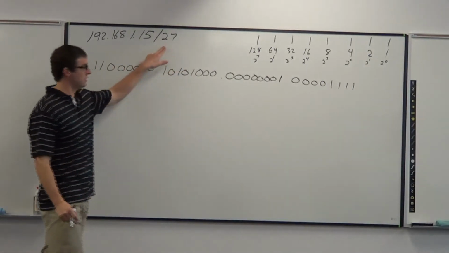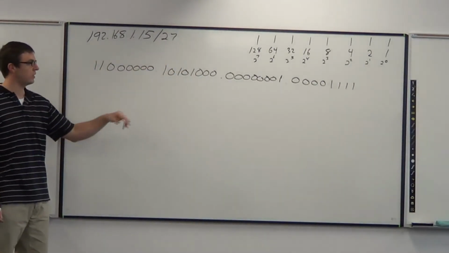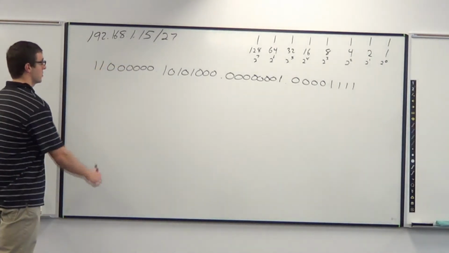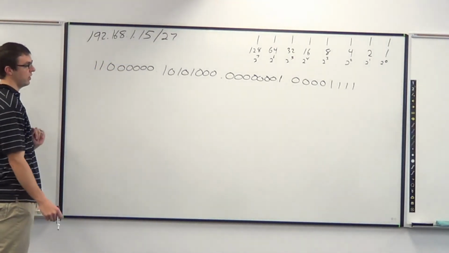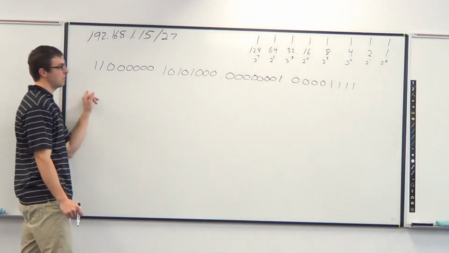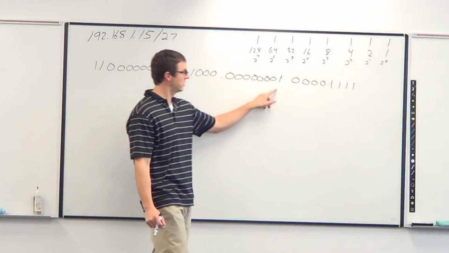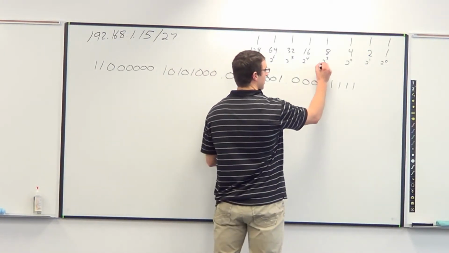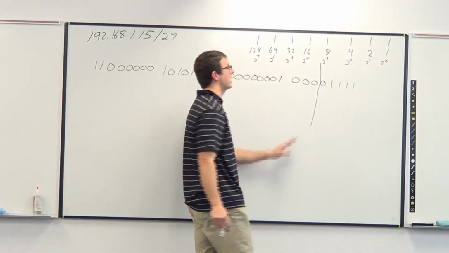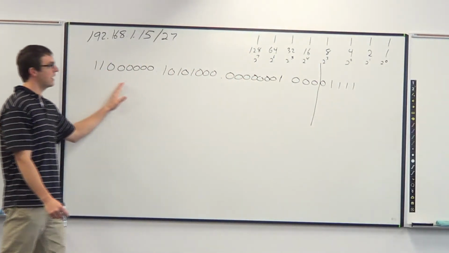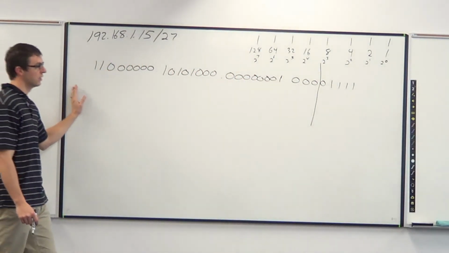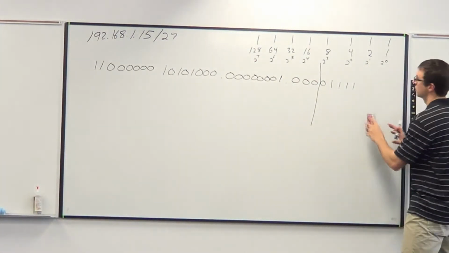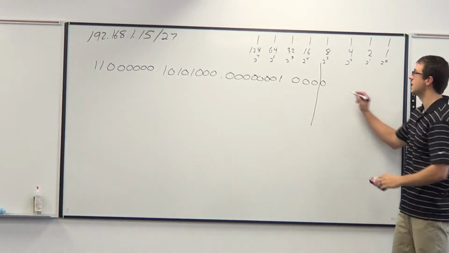With the slash 27, I could draw out 27 ones because that's what the slash number means, how many ones I have in my subnet mask. So I could draw out all 27 ones if I wanted to. What I'm going to do in this example is just go over to the 27th bit. It's the 24th, or the 25th, 26th, and 27th. And I'm going to draw my line. So everything on the left-hand side is the network portion. And if I change this right-hand side here to all zeros, that gives me my network ID.